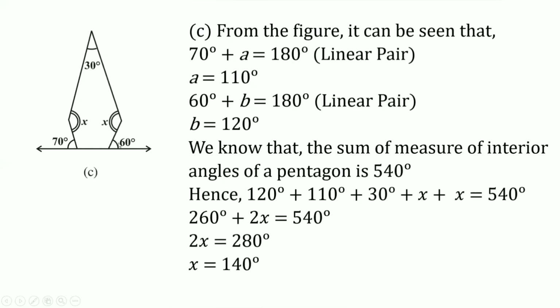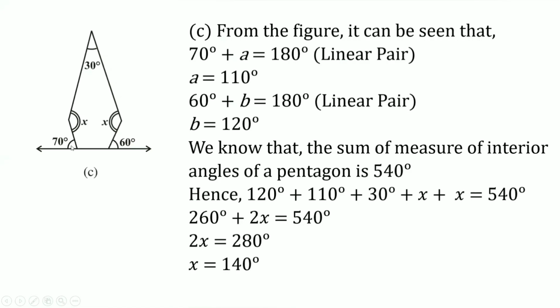sides we have. So it is a pentagon, and just one angle, 30 degrees, is given to you. This symbol shows that both these angles are the same, x, and here the exterior angle 70 degrees is given, and here the exterior angle 60 degrees is given. Now suppose we take the corresponding interior angle of this 70 degrees as A, and the corresponding interior angle of this 60 degrees as B.